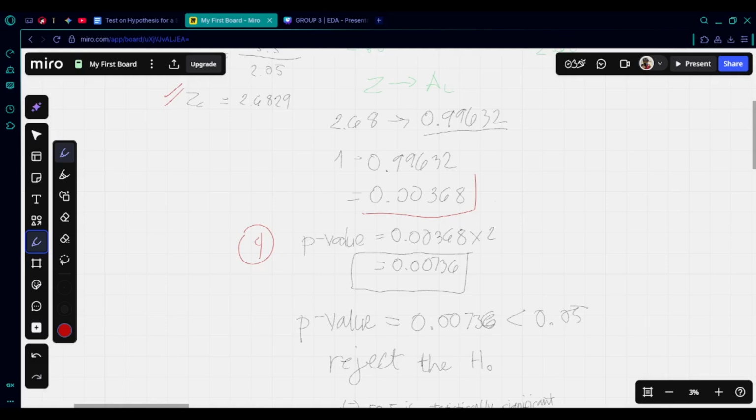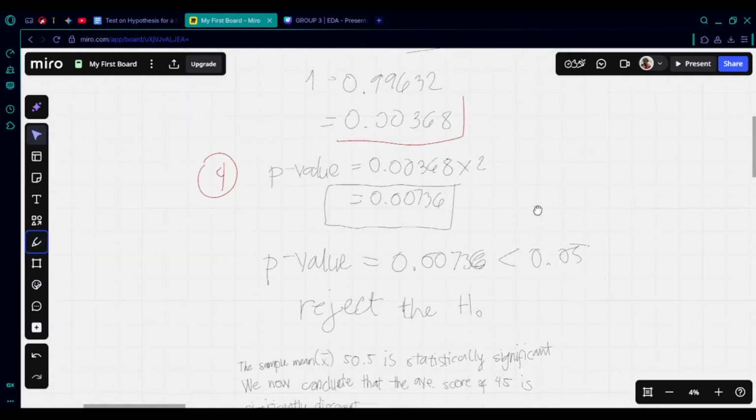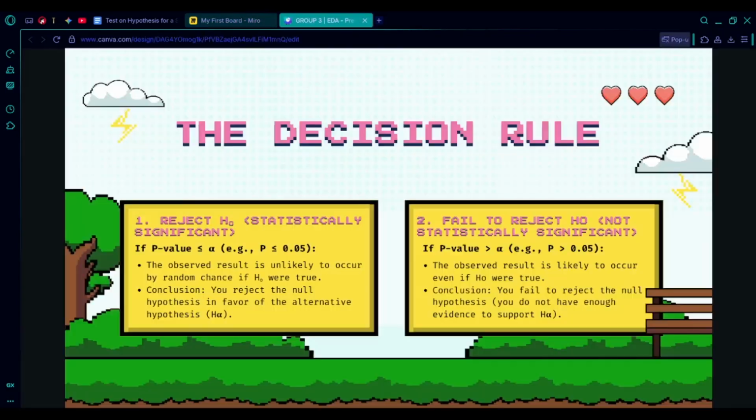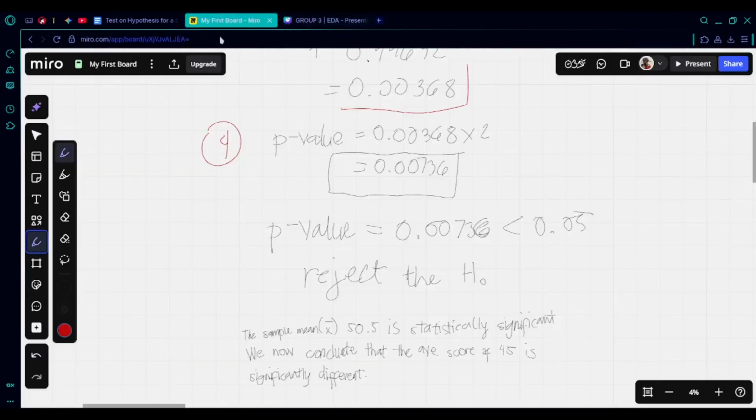So for our fifth step, we will now be stating the decision. So going back to our decision rule, wherein we reject or we accept the null hypothesis. Since we got a p-value of 0.00736, and that is less than 0.05, we reject our null hypothesis.